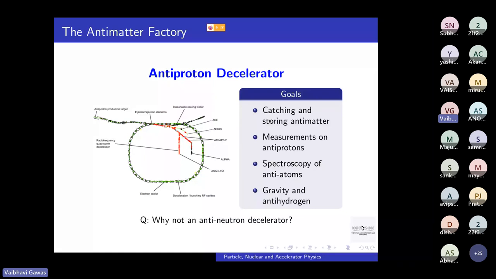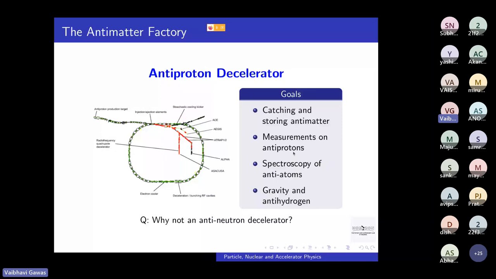This antimatter factory is based on the Antiproton Decelerator. It's a ring that takes an antiproton beam. There's a target here which generates antiprotons. It takes them inside a decelerator and decelerates them to the energy at which different experiments set up there can take these antiprotons and study the properties of antimatter. The main goal of the Antiproton Decelerator is catching and storing this antimatter. Then they carry out measurements on these antiprotons, simple things such as measuring their mass or their charge to mass ratio, because we want the charge to mass ratio of antiprotons to be equal to that of protons.